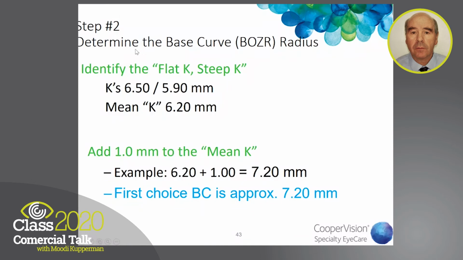Step 2 is to determine the base curve radius. So what we are doing first, we take the K flat and the K steep. This is the mean, and we take the base curve. It is 6.2, the average, plus 1, it is 7.2. So the first choice base curve is approximately 7.2. Of course, we are going bigger. So the first trial lens is the 7.3.